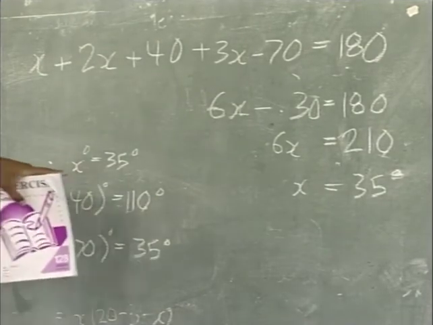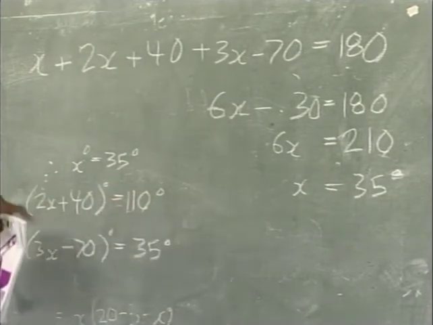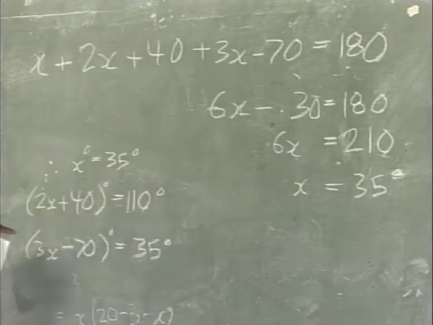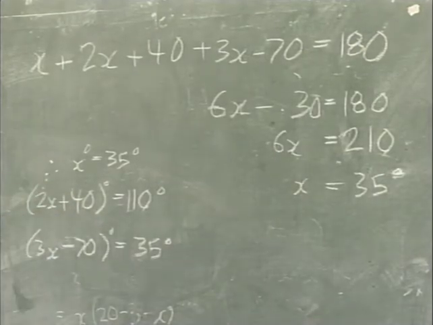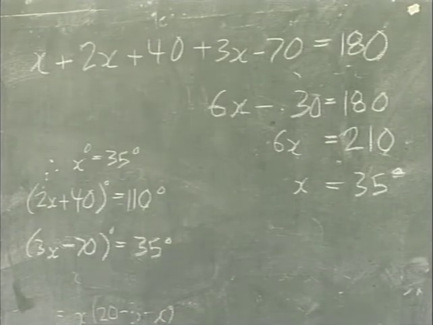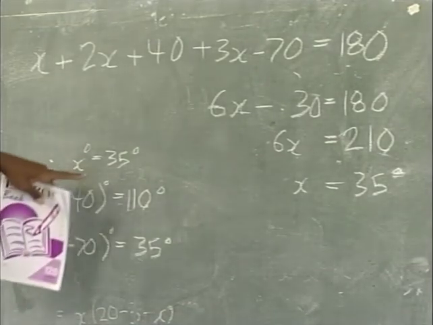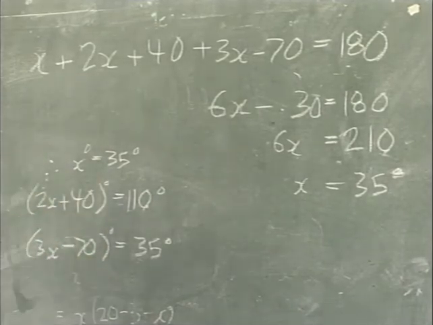So when we substitute 35 into the formula, it becomes x degrees is equal to 35 degrees, 2x minus 40 equals 110 degrees, 3x minus 70 is 35 degrees, and because two of the angles in the triangle are equal, it is an isosceles triangle.